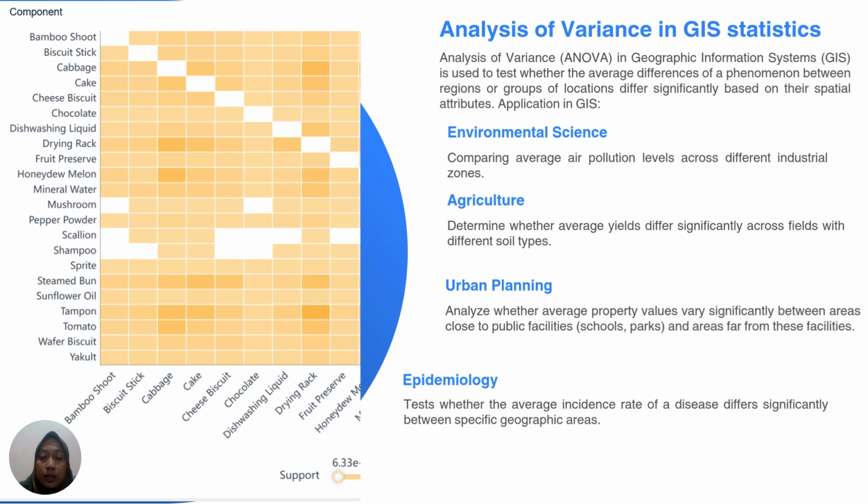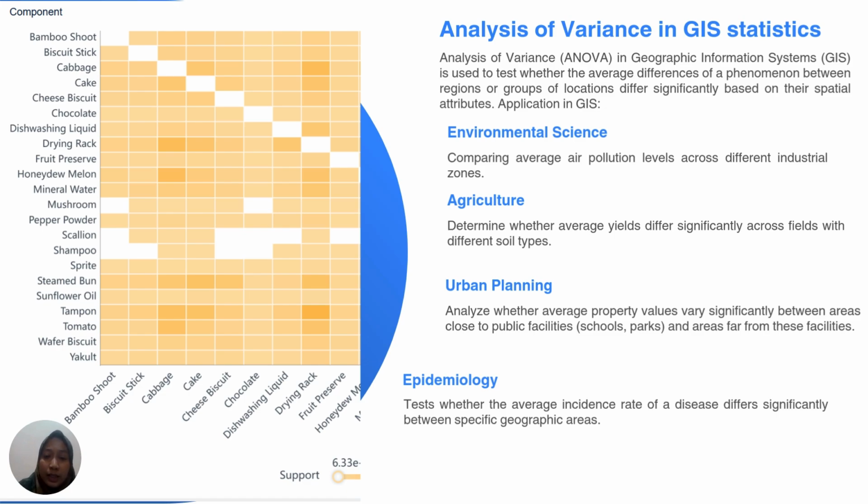Analysis of variance in GIS statistic. Analysis of variance, ANOVA, in Geographic Information System (GIS) is used to test whether the average of a phenomenon between regions, groups, or locations differs significantly based on the spatial attribute.